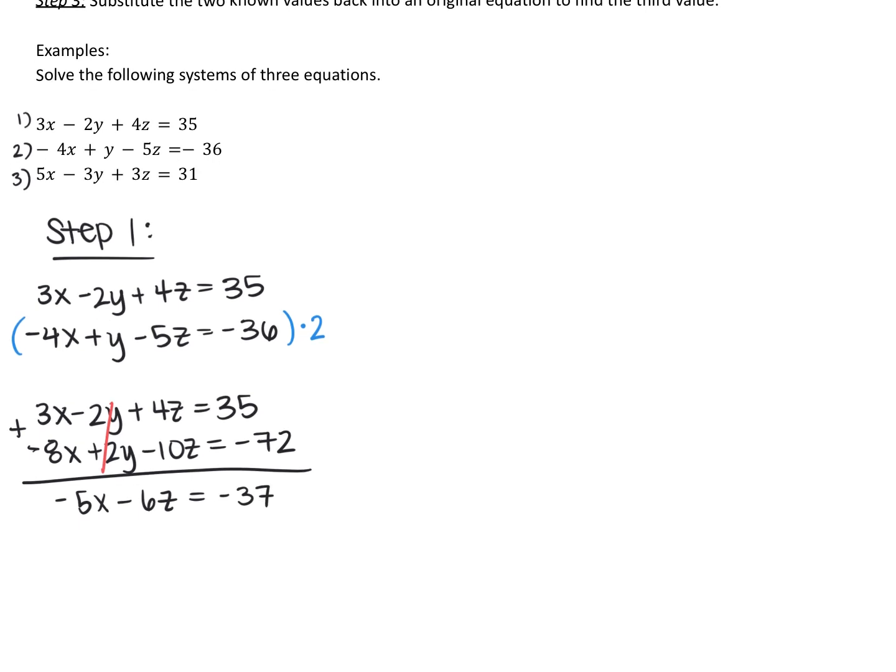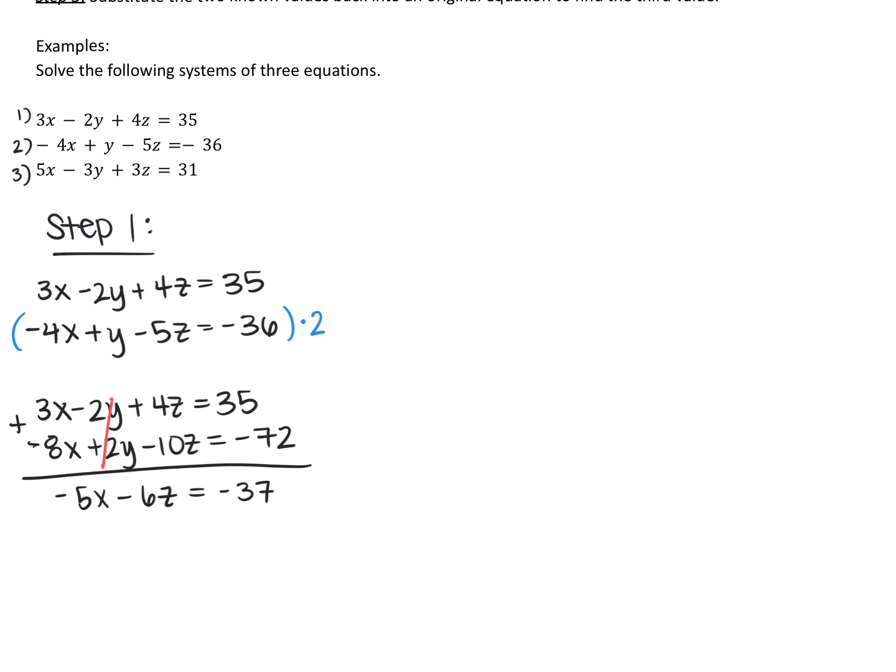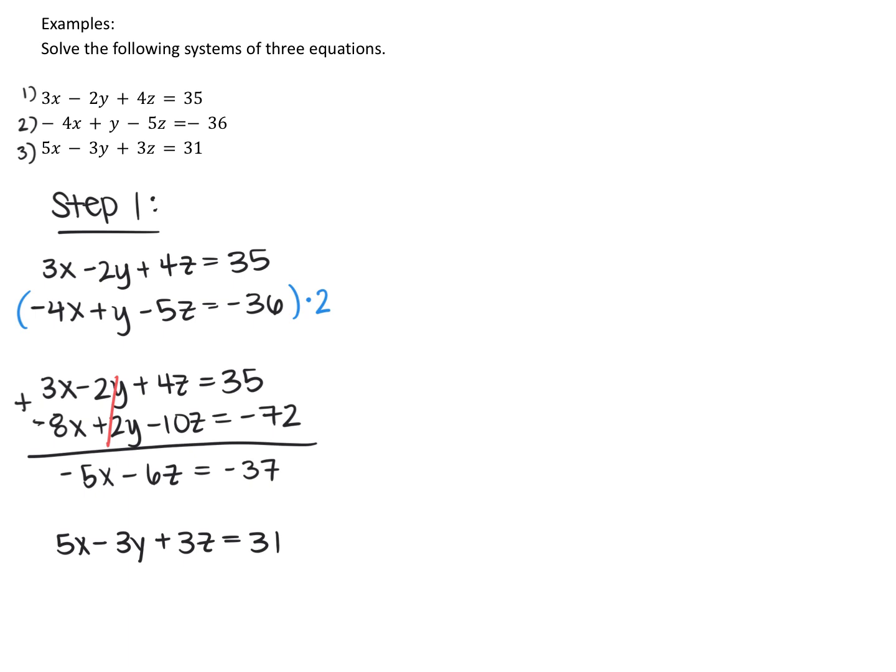So that's just the first part of step 1. The second part to step 1 is now to eliminate y again. I've already used equations 1 and 2. I have to use every equation once. So it means I have to now use equation 3. So we'll have 5x minus 3y plus 3z equals 31. Now I need to decide which equation I want to reuse. And I'm going to be reusing equation 2 because, again, it just has the 1y. So negative 4x plus y minus 5z equals negative 36.